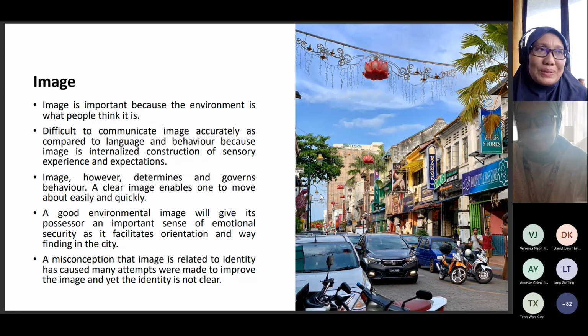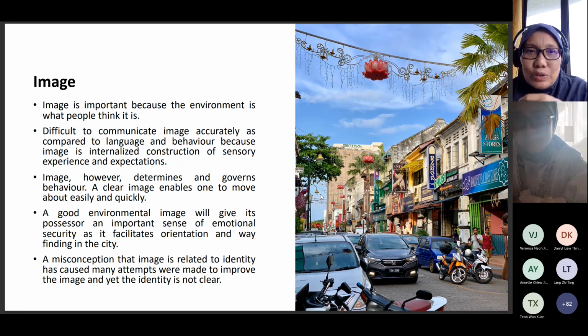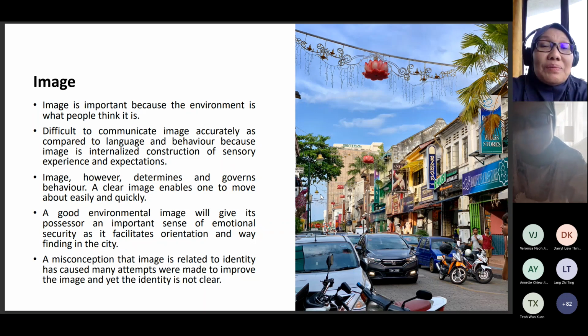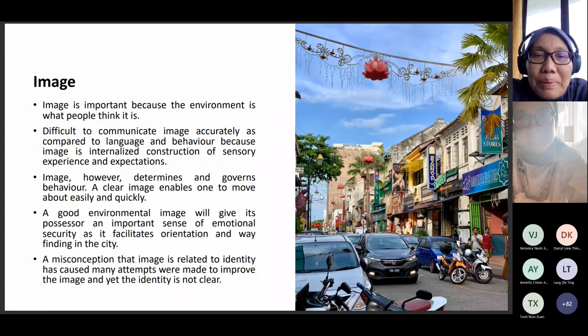You can't force people to say, okay, I've designed a good city, and you must say it's a good city. No, you can't, because how people imagine it will prompt them to say whether you have done a good job or not. And so it's difficult to communicate image accurately as compared to language and behavior.